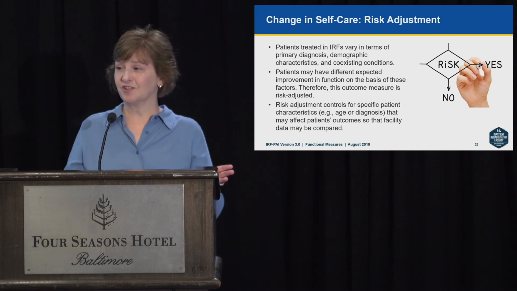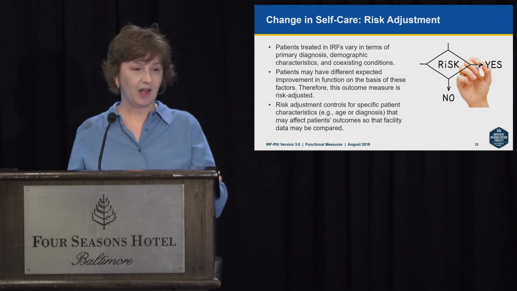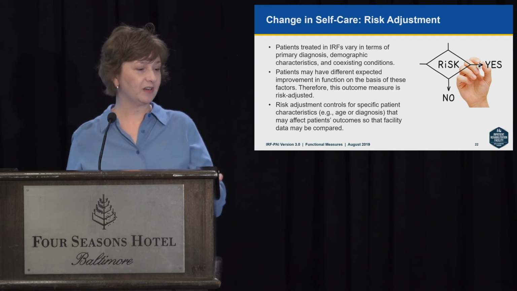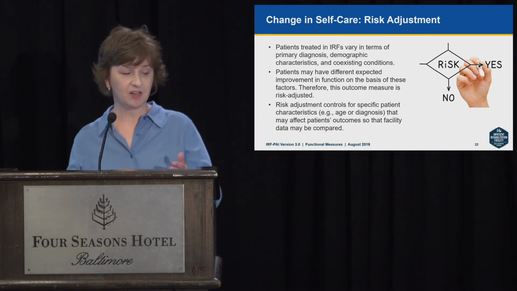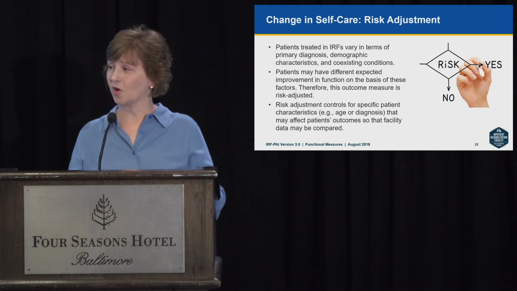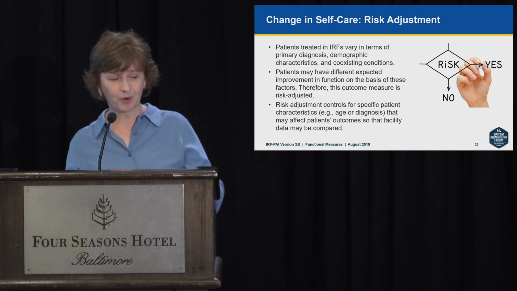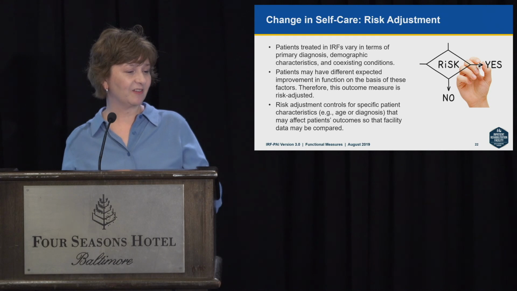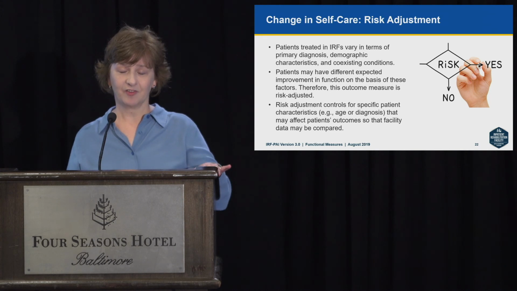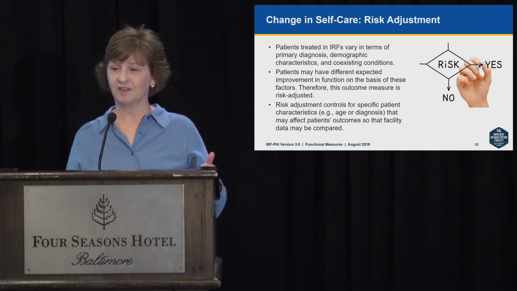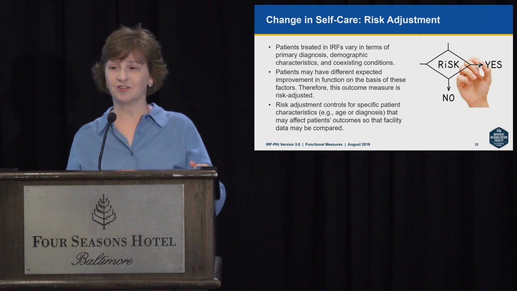So as I said, risk adjustment's an important piece of this particular measure and actually the remaining measures. So as you are aware, patients treated in IRFs vary in terms of their primary diagnoses, their demographic characteristics such as age, and coexisting conditions such as comorbidities, or maybe the fact that somebody has a swallowing problem, or has incontinence, or has pressure ulcers. So patients may have different expected functional improvement in self-care for this measure based on the reason that they're admitted, their primary diagnosis, their comorbidities, their age. Therefore, we risk adjust the measures.